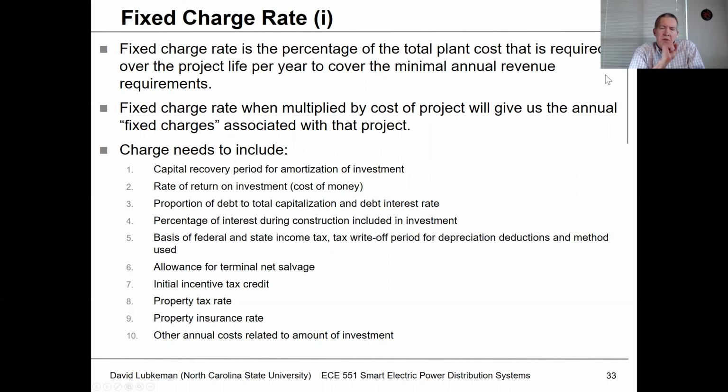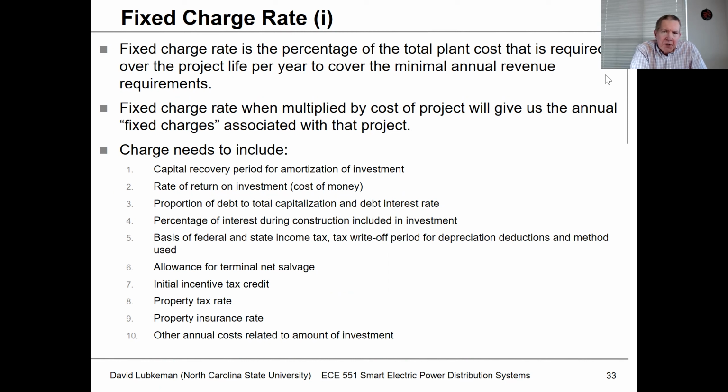So to do the financial analysis, what we need to be able to do is to figure out our annual cost associated with putting a component in, like a capacitor bank. Because if I can't get a benefit stream from that cost, there's no sense in me doing that. And the way we do this for a lot of utility calculations is through a concept called fixed charge rate. Sometimes I refer to that as FCR, sometimes I might just refer to that as I.